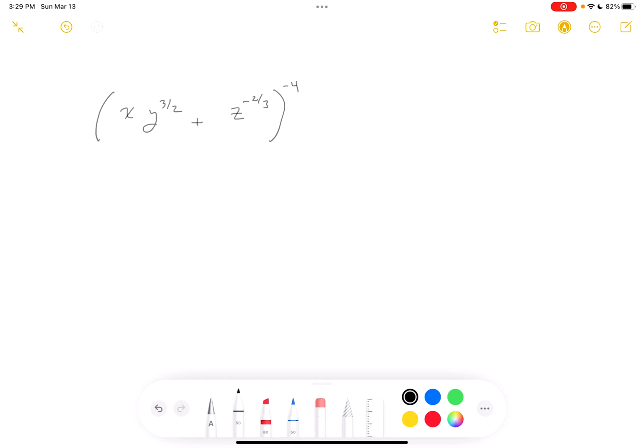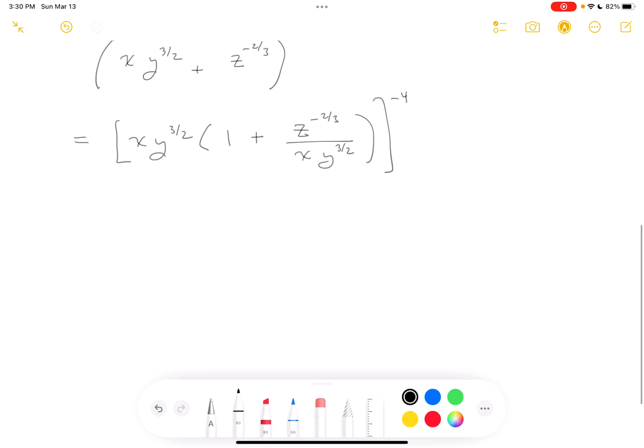And I think you probably know I'm going to factor out something, right? So let's write this, what I'm going to factor out. I'm going to factor out, let's see, x, y to the 3/2. That would be 1 plus z to the minus 2/3. I will clean this up later though. Over x, y to the 3/2. And this will all be raised to the minus 4th power.